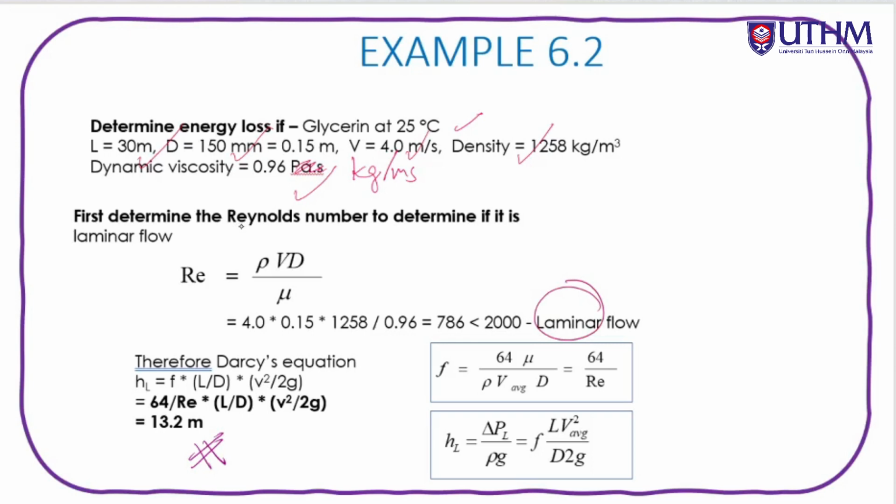Whatever it is, to solve this question, first of all we need to classify what type of flow. From the given information, we need to get the Reynolds number first, because the Reynolds number will classify whether the flow is turbulent or laminar. So we replace all the information given in the equation, and we get the value 786. Since the value is less than 2000, we can consider it a laminar flow.